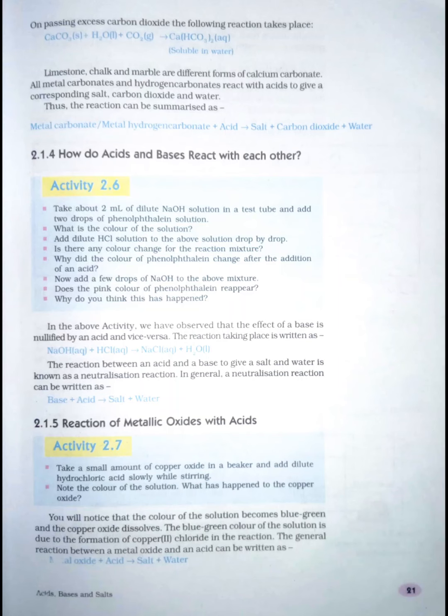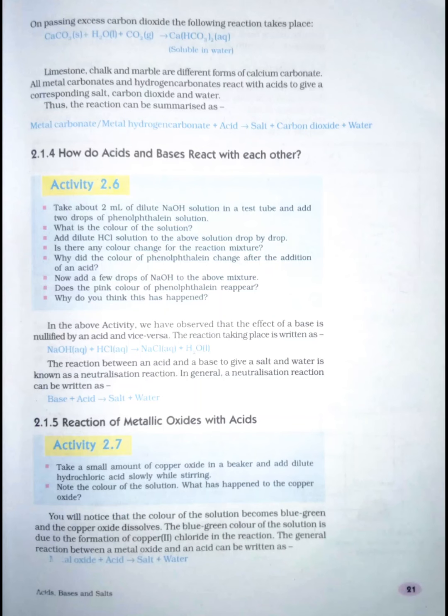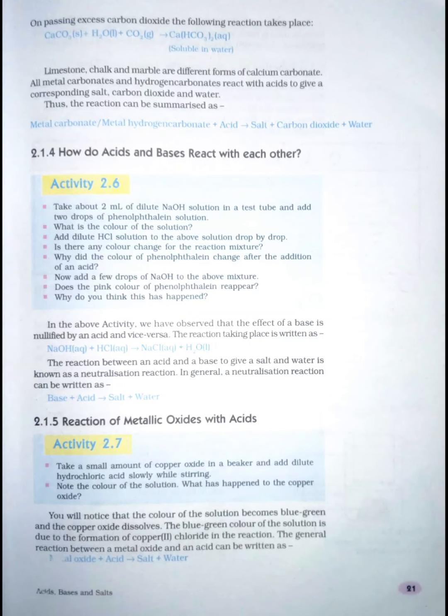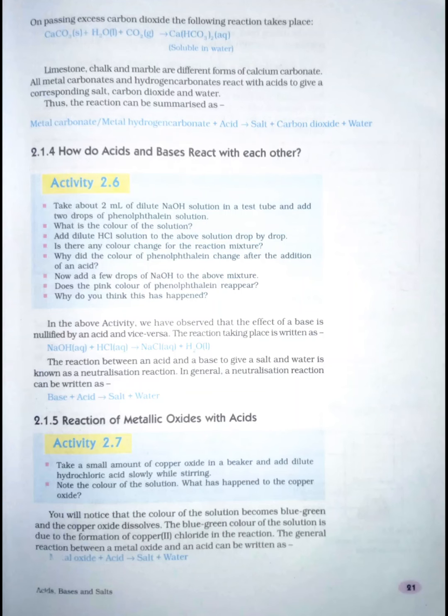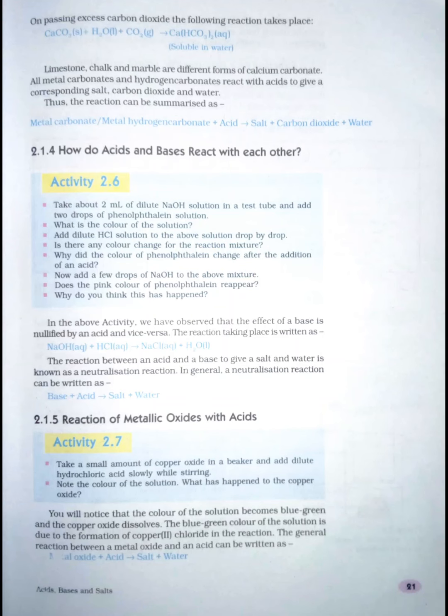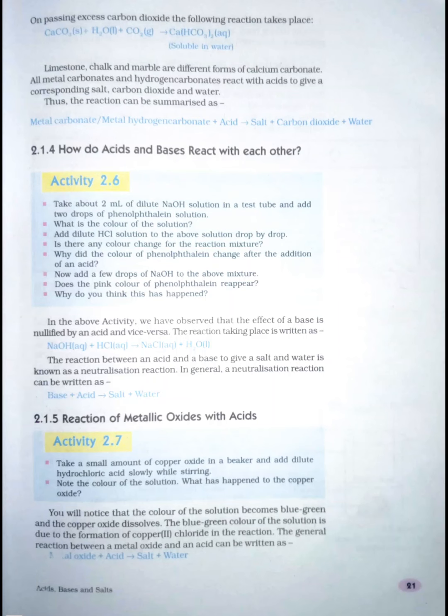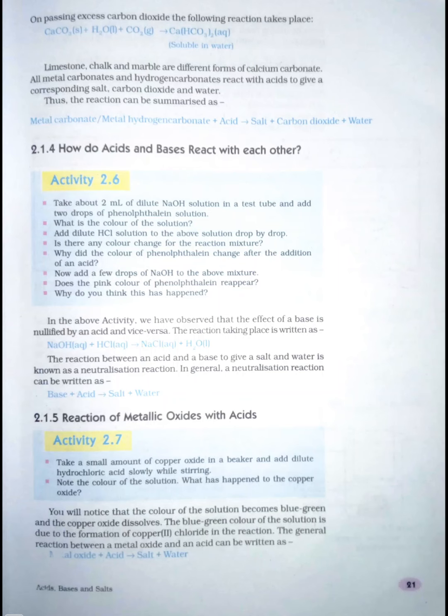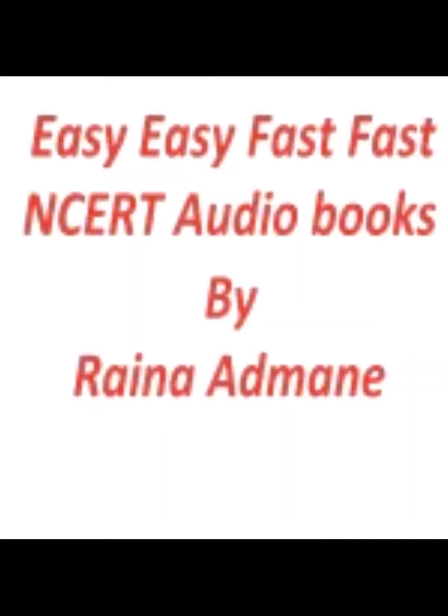2.1.5. Reaction of metallic oxides with acids. Activity 2.7. Take a small amount of copper oxide in a beaker and add dilute hydrochloric acid slowly while stirring. Note the color of the solution. What has happened to the copper oxide? You will notice that the color of the solution becomes blue-green and the copper oxide dissolves. The blue-green color of the solution is due to the formation of copper(II) chloride in the reaction. The general reaction between a metal oxide and an acid can be written as: metal oxide plus acid is equal to salt plus water.